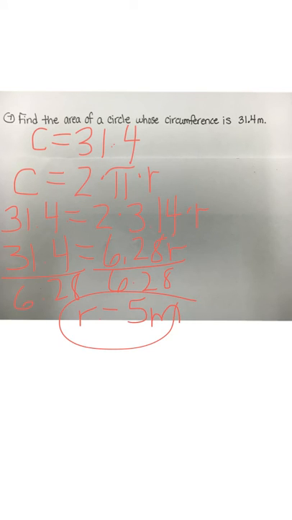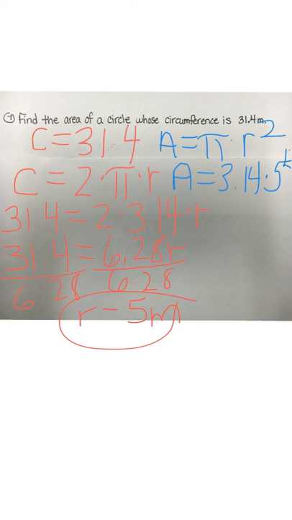Now to find the area, you use our good old formula, area equals pi times r squared, and plug everything in. Area equals 3.14 times 5 squared. Area will equal 3.14 times 25, and that is 78.5 meters squared.